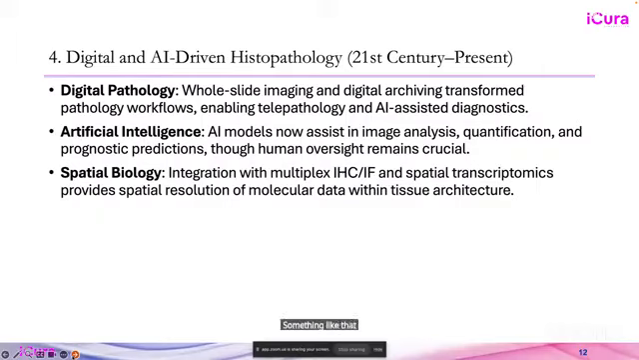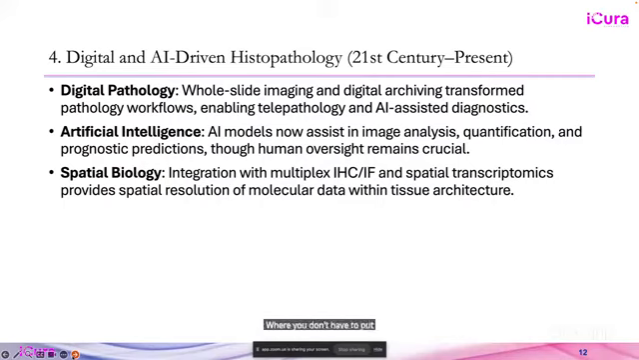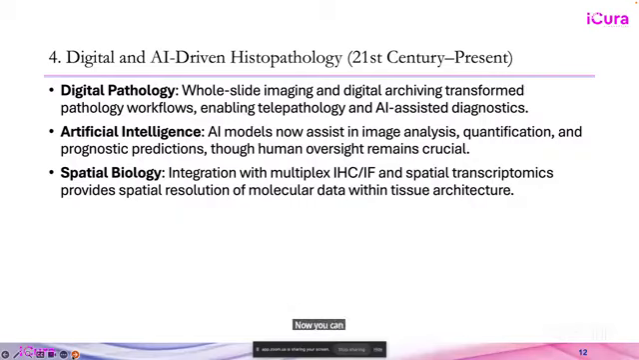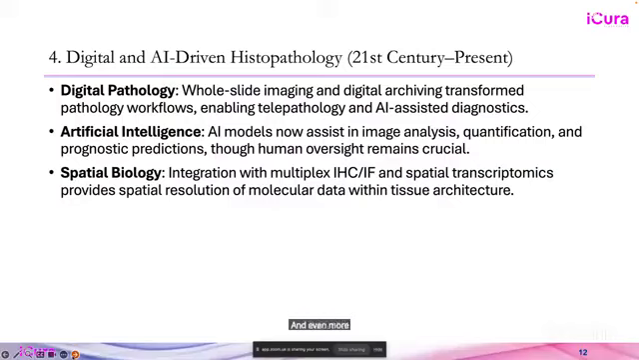But they were the first models we used to scan so-called whole slide images, where you don't have to put the glass slides under the microscope to look at them. Now you can convert all of them into a digital image that has all the advantages of a microscope, and even more that microscopes don't have, right?